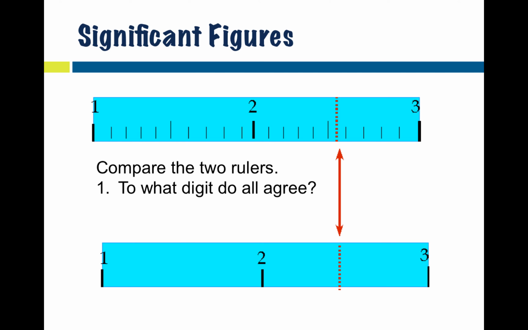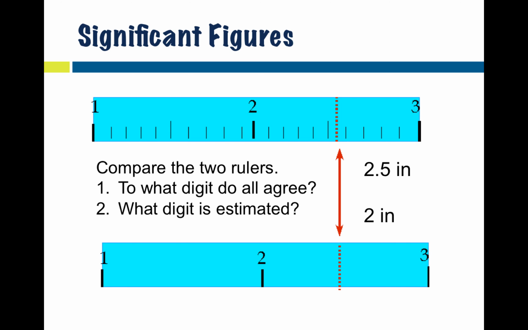agree? For the top ruler, all would agree that the mark is at least 2.5 inches. And for the bottom ruler, all would agree that the mark is at least 2 inches. The next digit for both rulers is an estimate. For the top ruler, some might say that the mark reads 2.55, while someone else might say that the mark reads 2.54 inches. Neither is wrong. There is always some degree of estimation in the last digit of significant figures. The trick is to decide to what digit all agree.